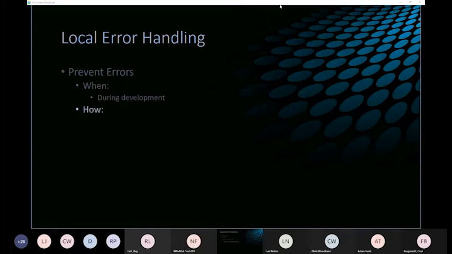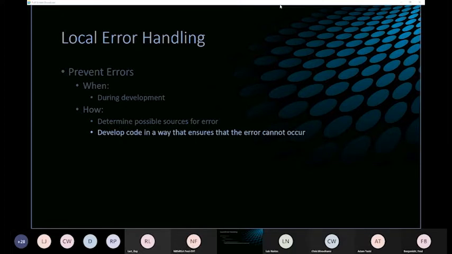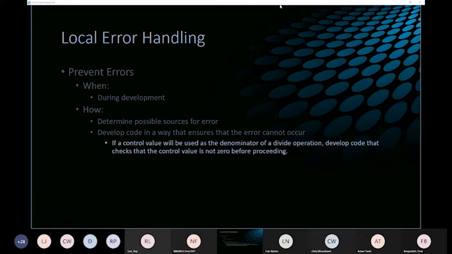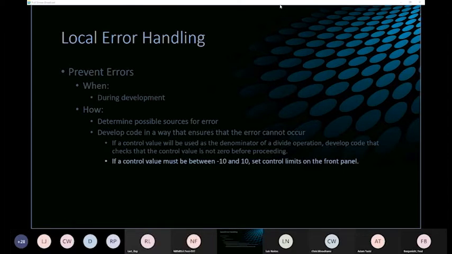So how do we do that? We determine the possible source of errors. We develop our code in a way that ensures that error can't occur. And some examples of that: if the control value is going to be used as the denominator of a divide, you can develop code that checks that that value is non-zero, right? So that's pretty easy to prevent that from happening. If you have a value that needs to be in a certain range, then you should set control limits on the front panel so that the user cannot put a value that's out of range into your system.